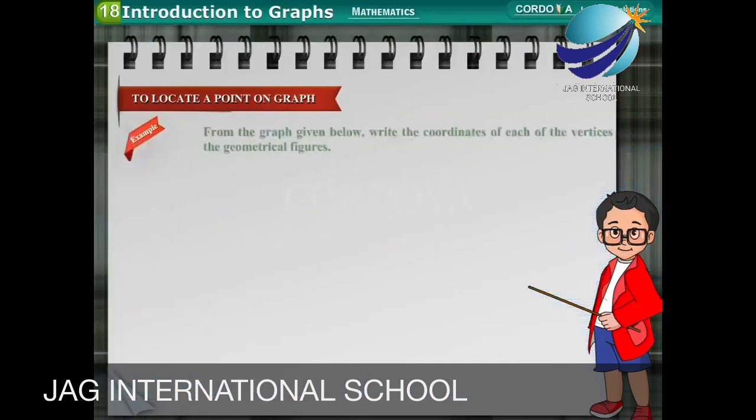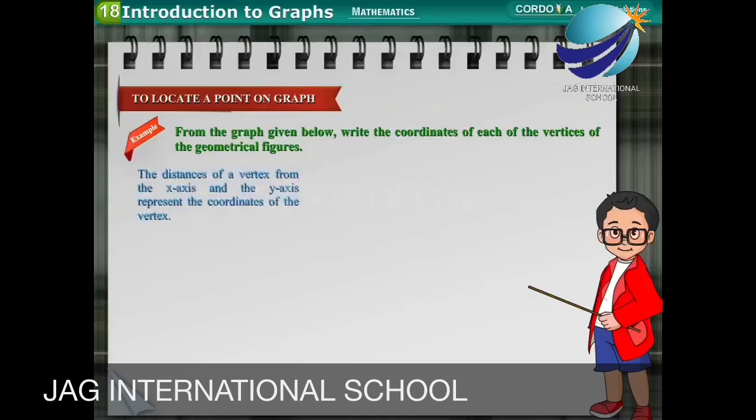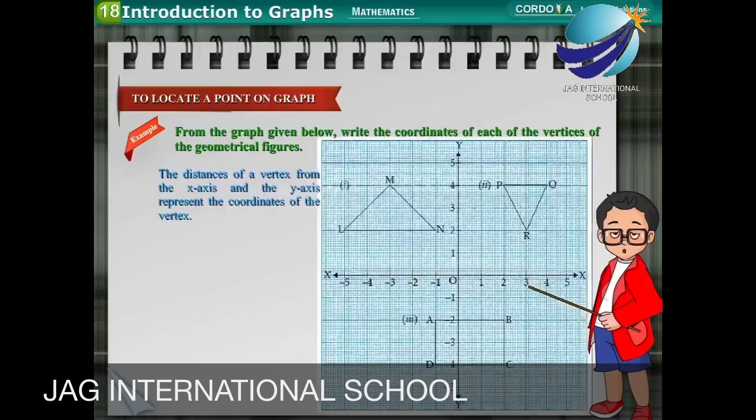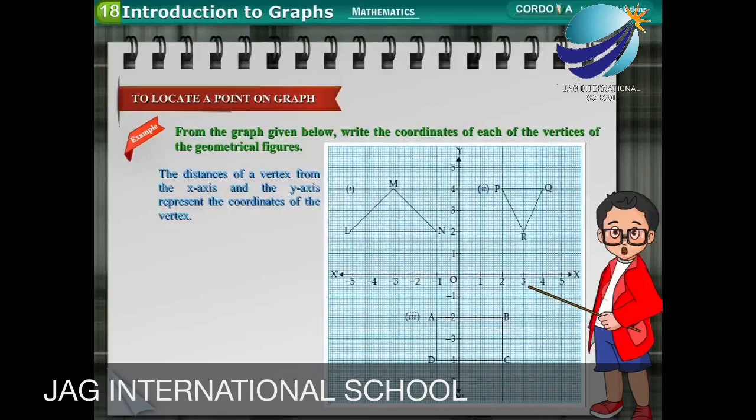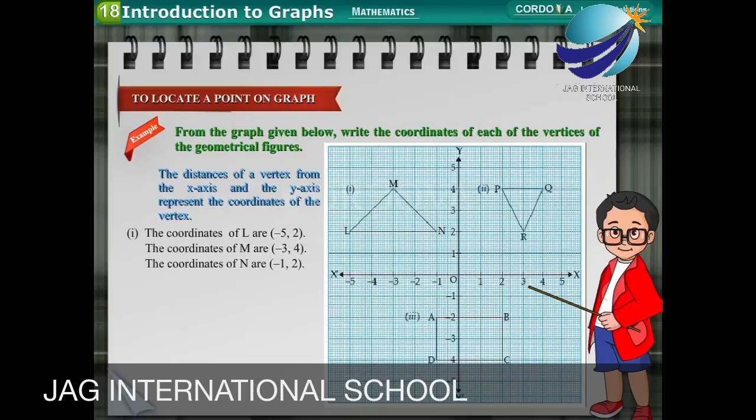Example. From the graph given below, write the coordinates of each of the vertices of the geometrical figures. Solution. The distances of a vertex from the x-axis and the y-axis represent the coordinates of the vertex. 1. The coordinates of L are (-5, 2). The coordinates of M are (-3, 4). The coordinates of N are (-1, 2).